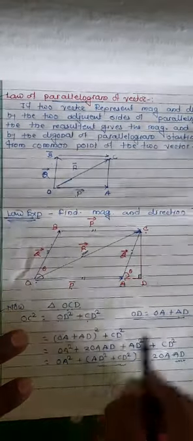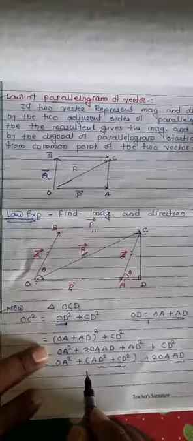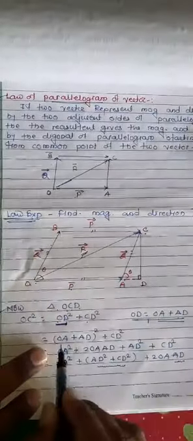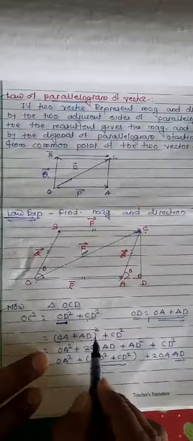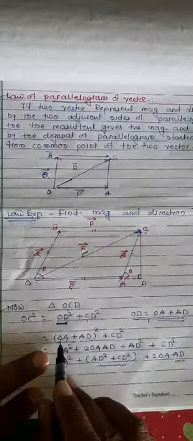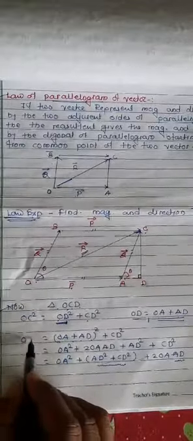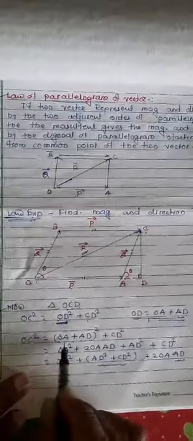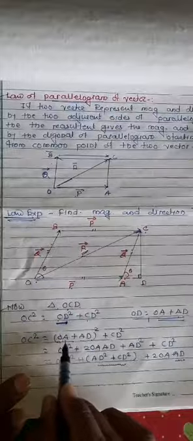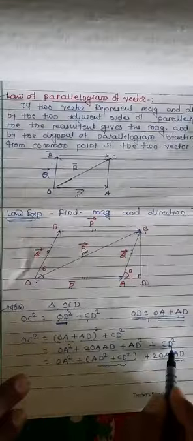I have to write here: put this value in this OD bar. Instead of OD bar we write OA plus AD, in bracket squared, as it is OD square here. Now OA plus AD, whole squared, plus CD square, this is the value of OC square. Now squaring this bracket: the first term squared, OA square, plus twice OA into AD, plus AD square. CD square is as it is.